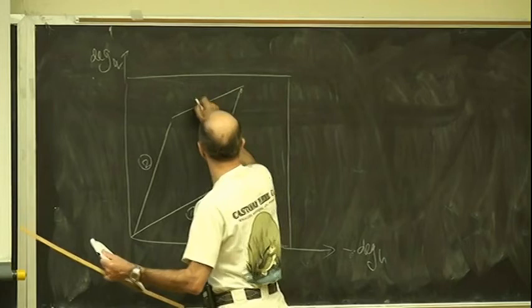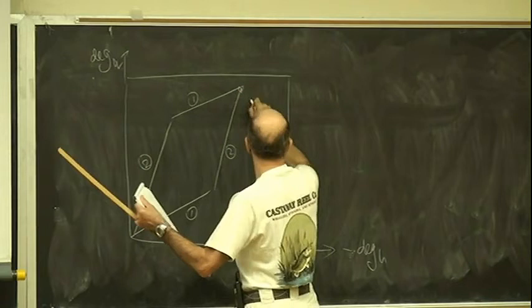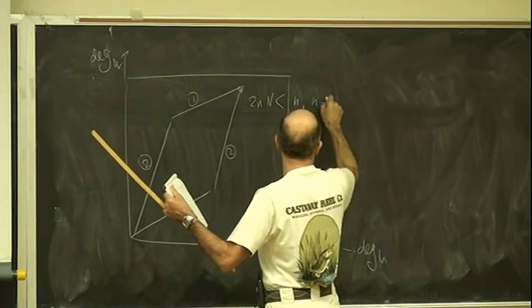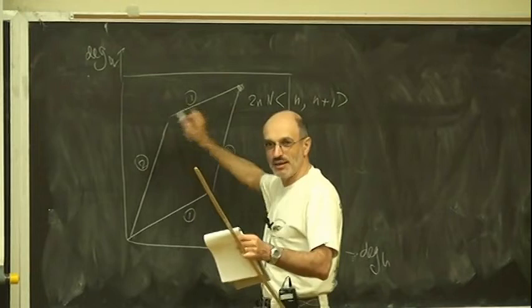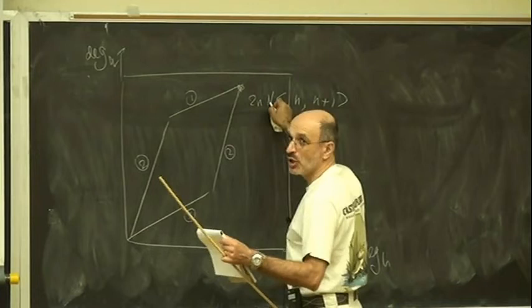And this endpoint has coordinates, let me write it as this, 2n times (n, n plus 1). So it's this vector times 2n. So I just took out a common factor. So it will not be this perfect parallelogram, but the cloud will be roughly distributed like this. And then as n goes up, the parallelogram will extend, of course.